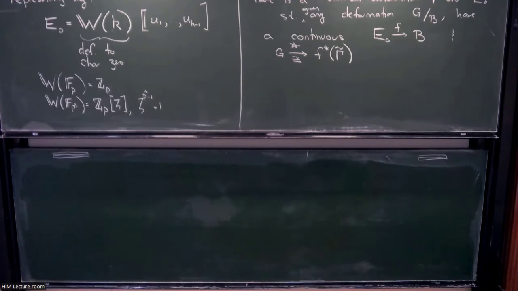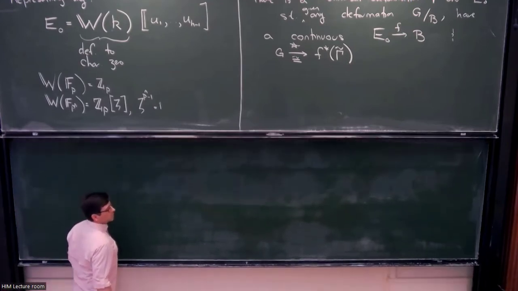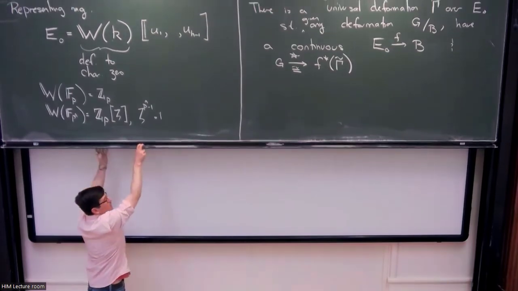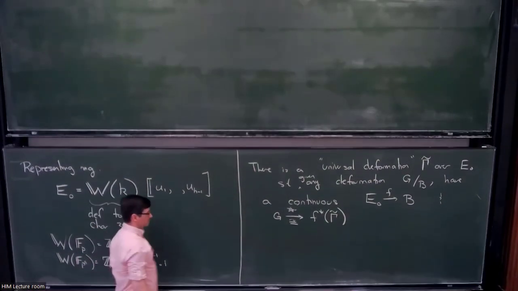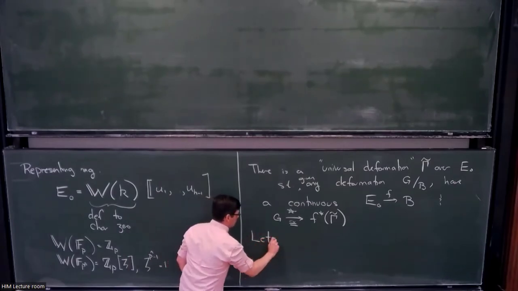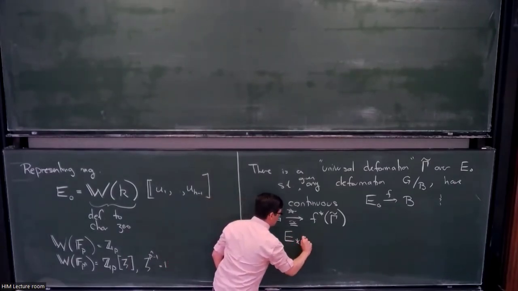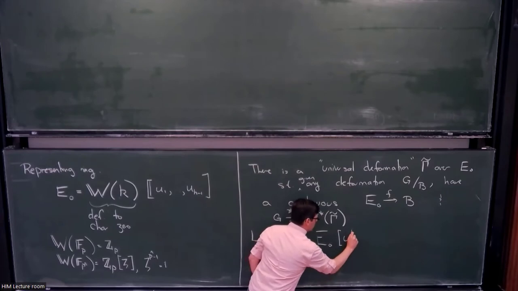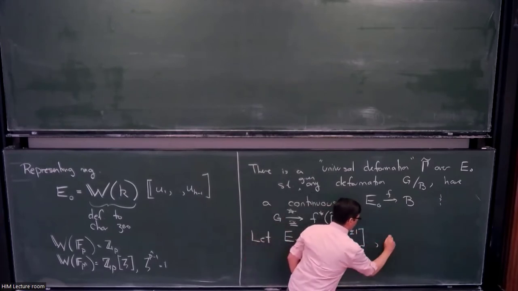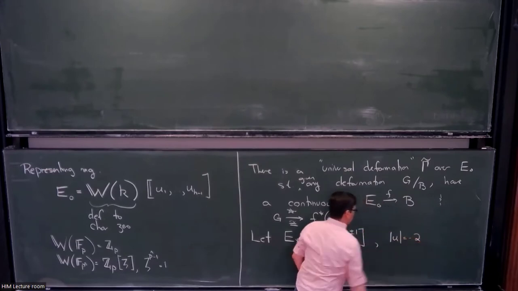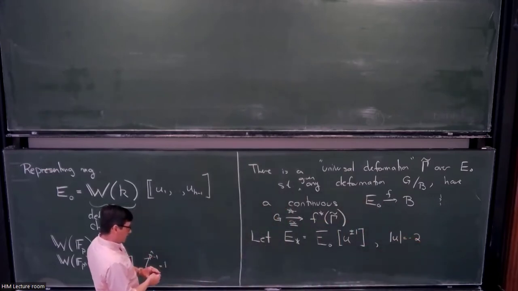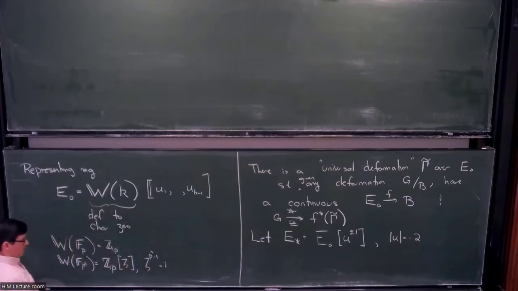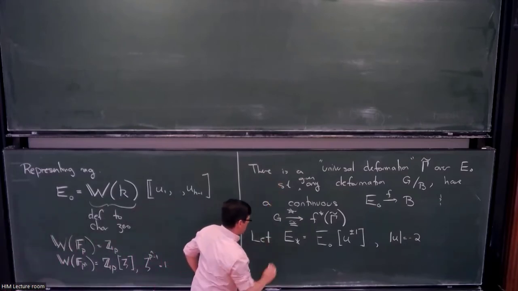All right. So I can extend this from E0, being this ring just concentrated in degree zero, to a graded ring. So I'll let E star be E0 adjoin an invertible parameter U where the degree of U is minus 2. And I can also extend the formal group, the universal deformation, over this.